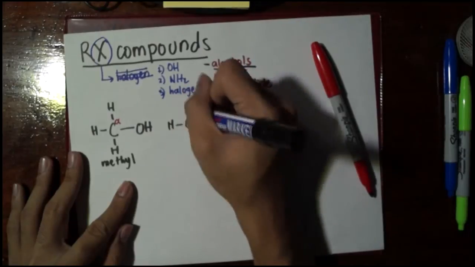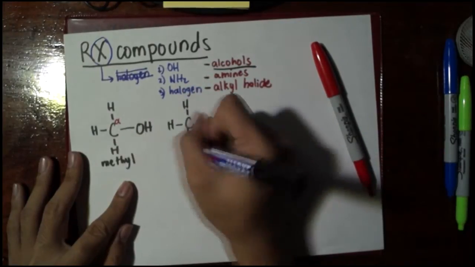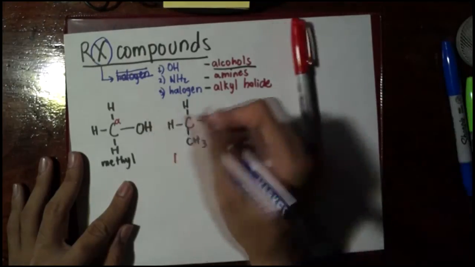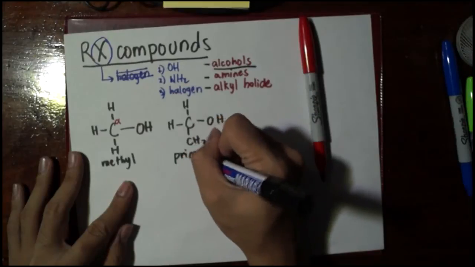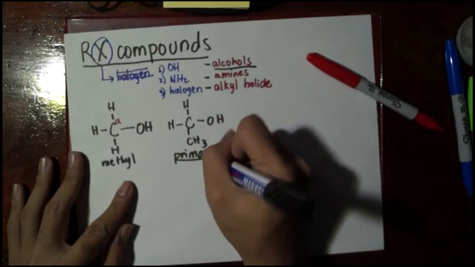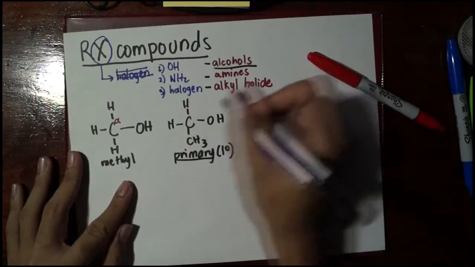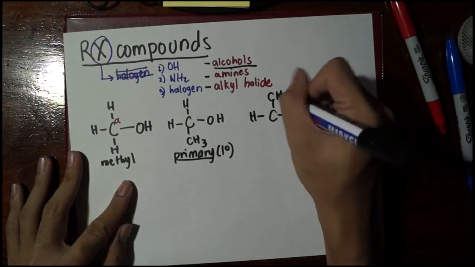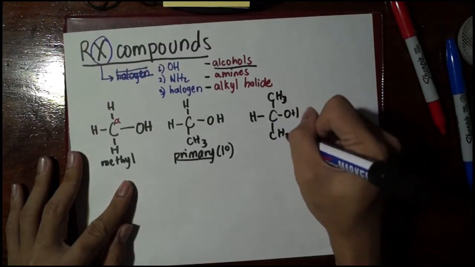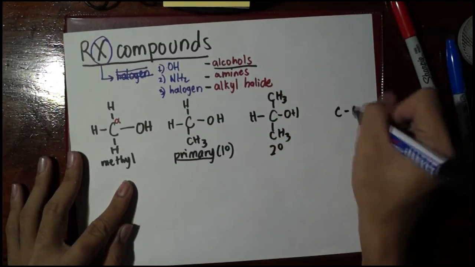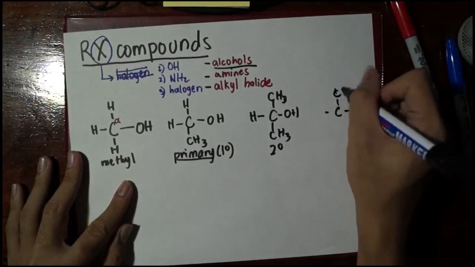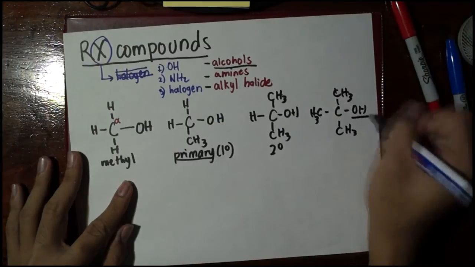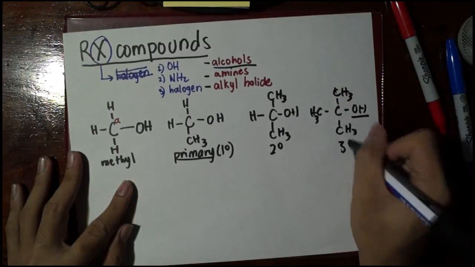Now, if one of those hydrogens turns into carbon, for example, this one turns into CH3, then we say that it is primary, because that stands for how many carbons are attached to the alpha carbon. Then I think we know where this is going. If another hydrogen turns into a carbon, we get a secondary. Then finally, if the 3 attachments other than OH are all carbons, then we get tertiary.